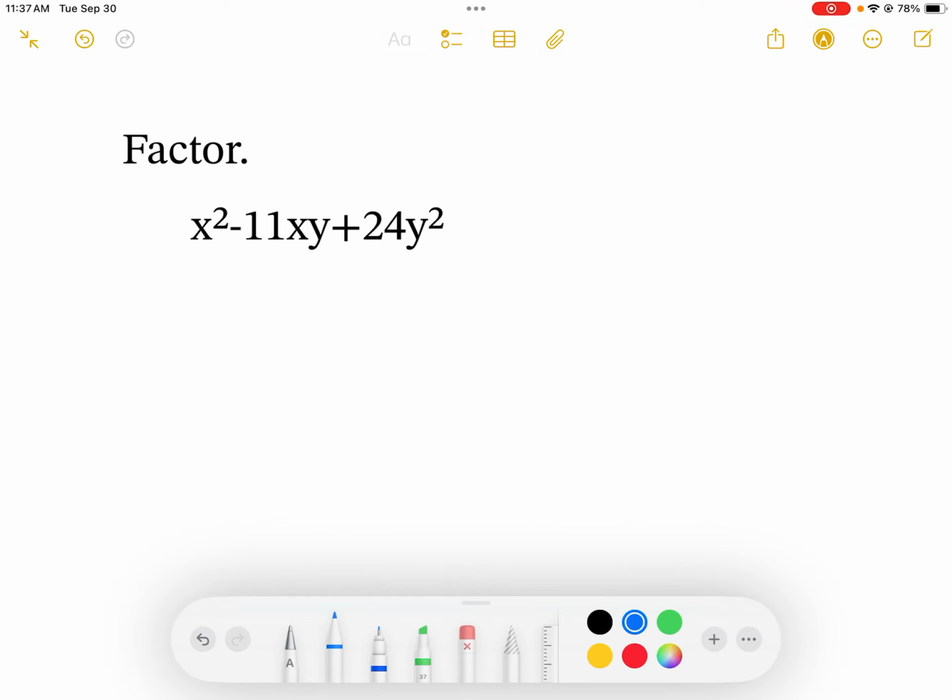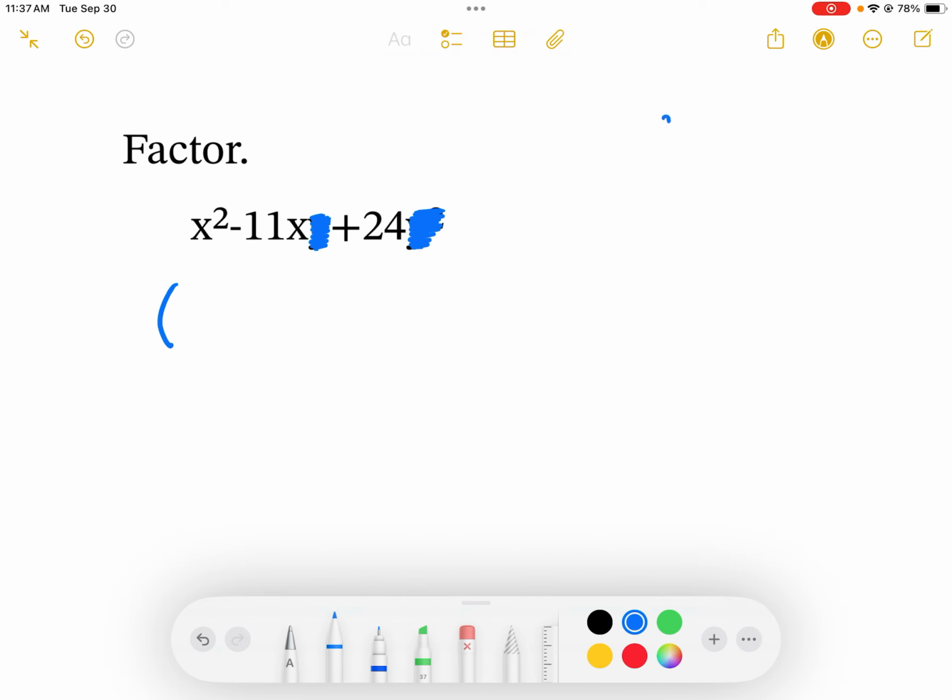When approaching a problem that has two variables and I'm factoring, I sometimes, to make life a little easier for me, simplify it by ignoring the second variable and just focus on factoring this problem. So x squared minus 11x plus 24. And we'll get back to the variables in a second.